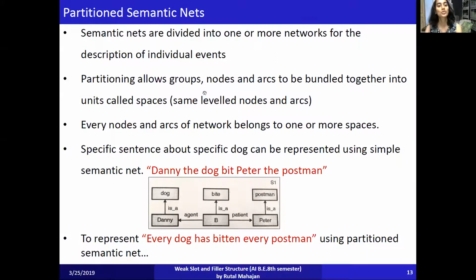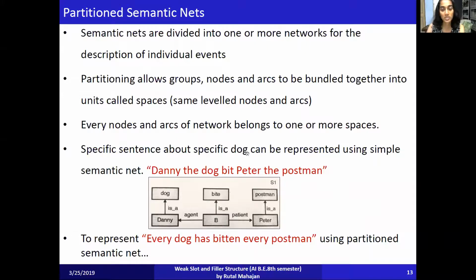Partitioning allows a group of nodes and arcs to be bundled together into units called spaces, with the same labeled nodes and arcs. Every node and arc of the network belongs to one or more spaces. Over here it is the S1 space.